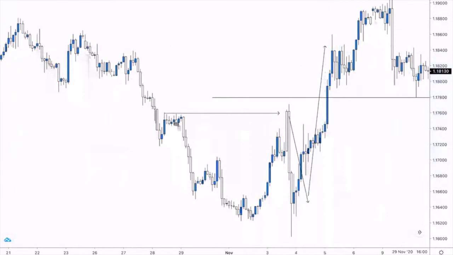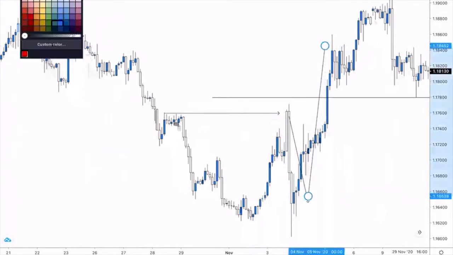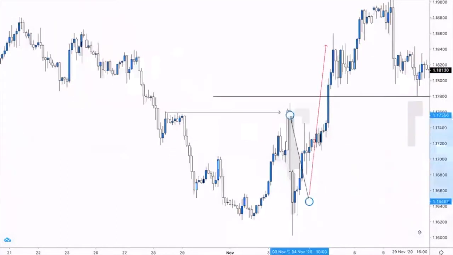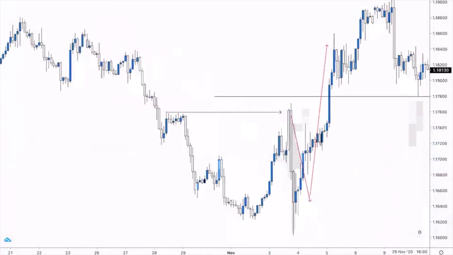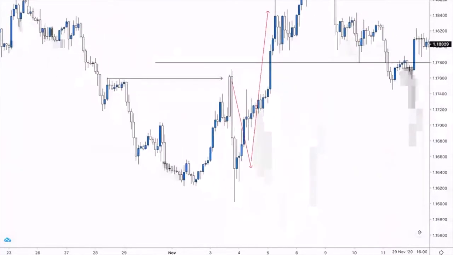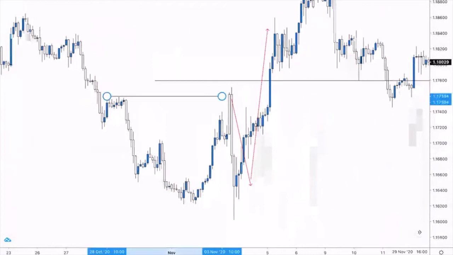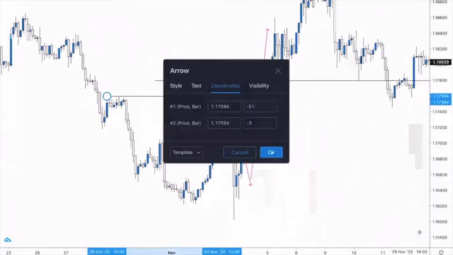If you can see those lines, let me make them red or something. So you can see the direction basically switch after it broke structure right here.